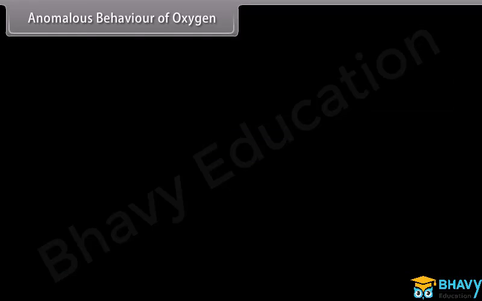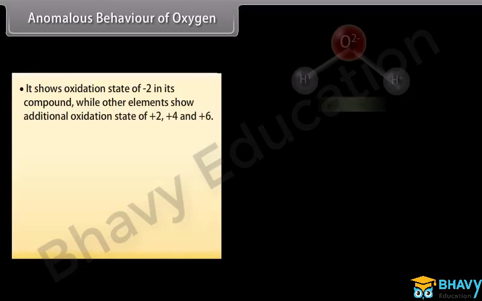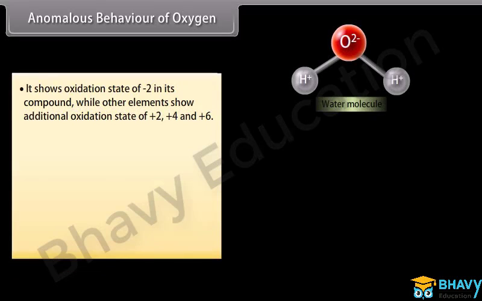Anomalous behavior of oxygen. Oxygen differs from the rest of the elements in the family in the following respects. It shows an oxidation state of -2 in its compounds, while other elements show additional oxidation states of +2, +4 and +6.